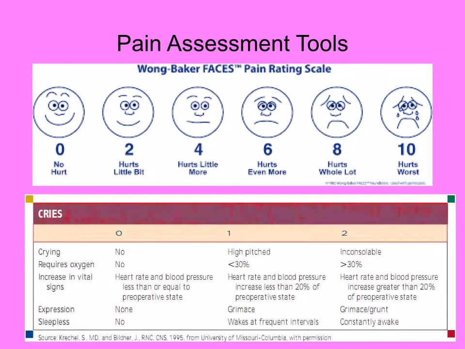And then the happy faces, from the happy to the crying faces, are recommended for children 3 and older. And then you've got the CRIES. The CRIES is a tool that requires oxygen to keep the saturation above 95%. You look at the vital signs to evaluate pain and their expression and their sleeplessness. And that would be for an infant.